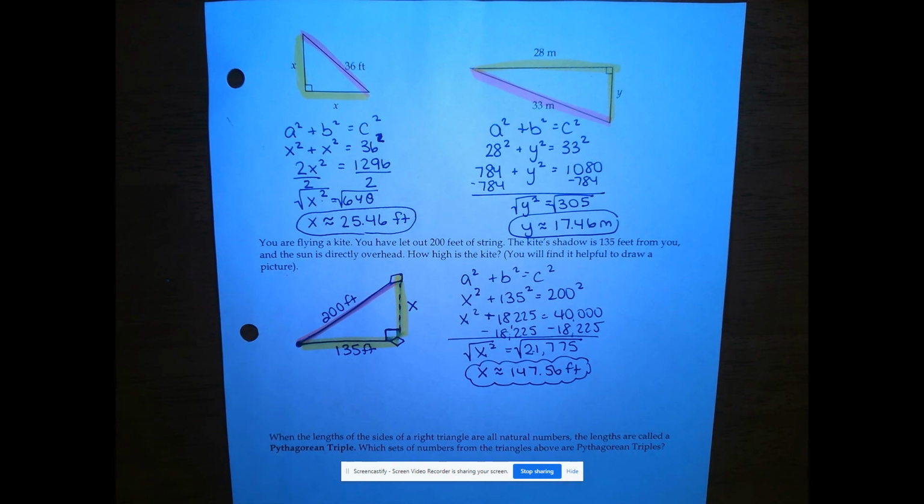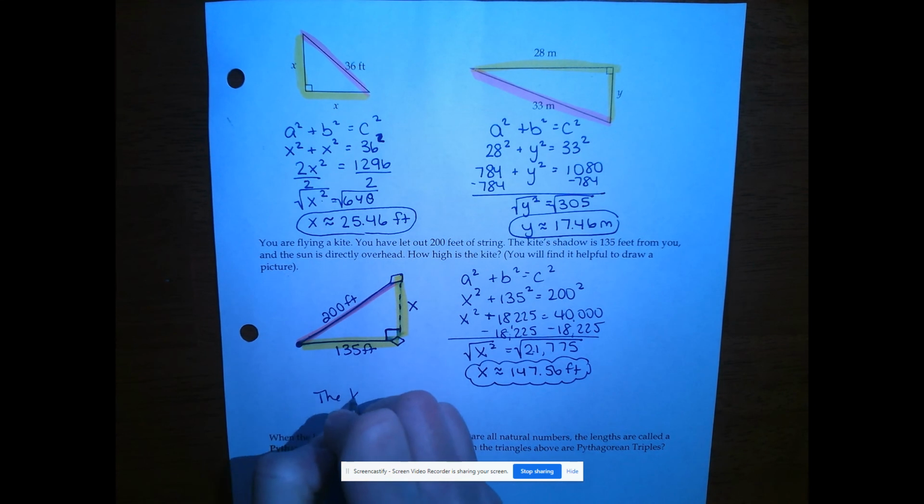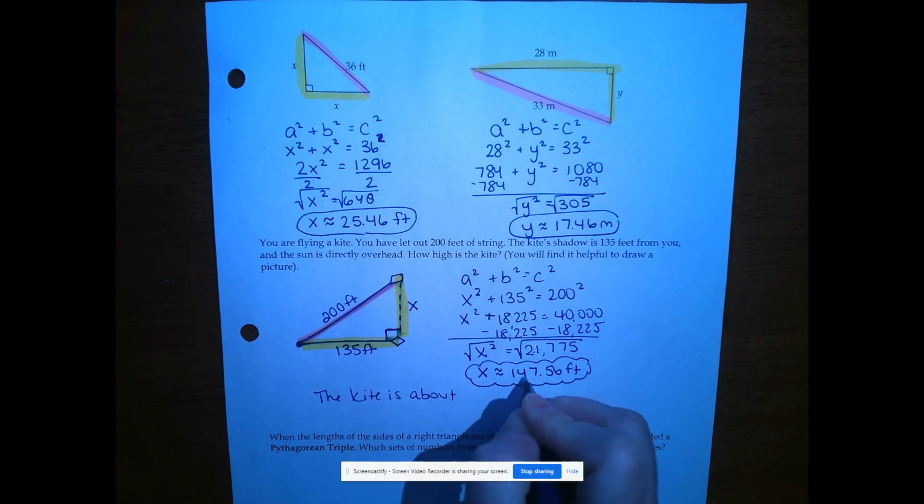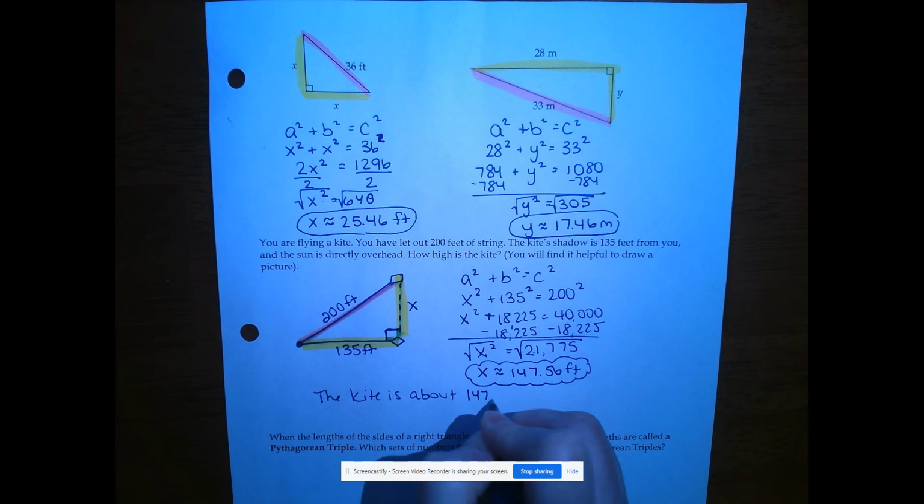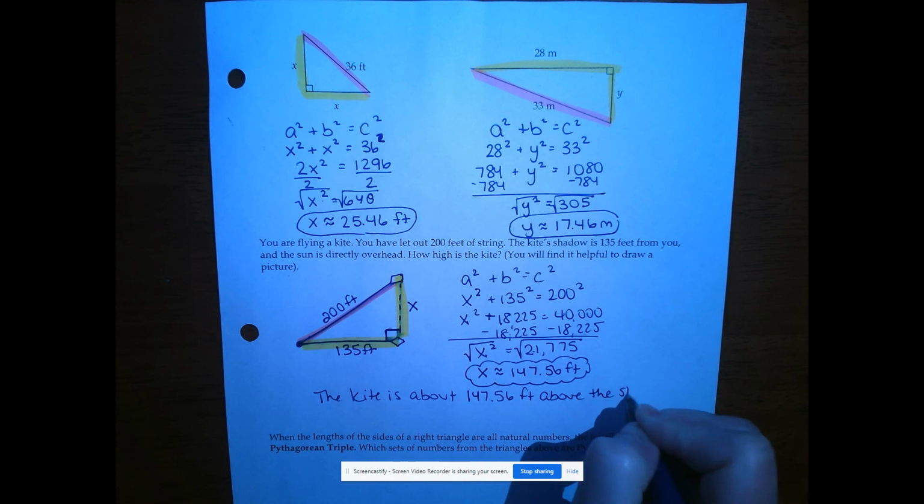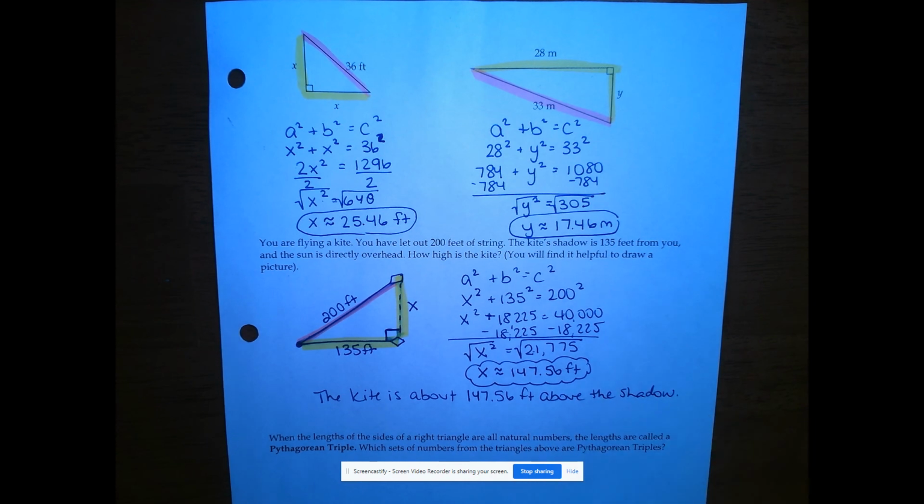And we would estimate to typically the 100th place. So we can say the kite is about, and that gets us our approximately, 147.56 feet above the shadow. And this problem happens all the time with shadows to make a right angle and a Pythagorean theorem question.